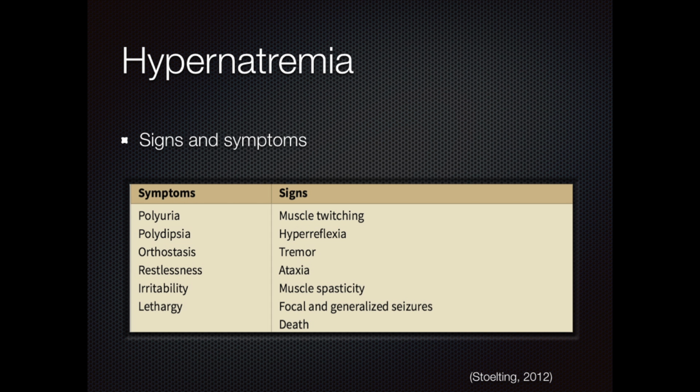Stolting provides a quick reference of the signs and symptoms associated with hypernatremia. The earliest signs and symptoms include restlessness, irritability, and lethargy. Muscular symptoms usually come later. Progressive hypernatremia causes significant neuronal shrinking as water exits the cell and enters the cerebral circulation. Increases in vascular volume can lead to intracranial hemorrhage.